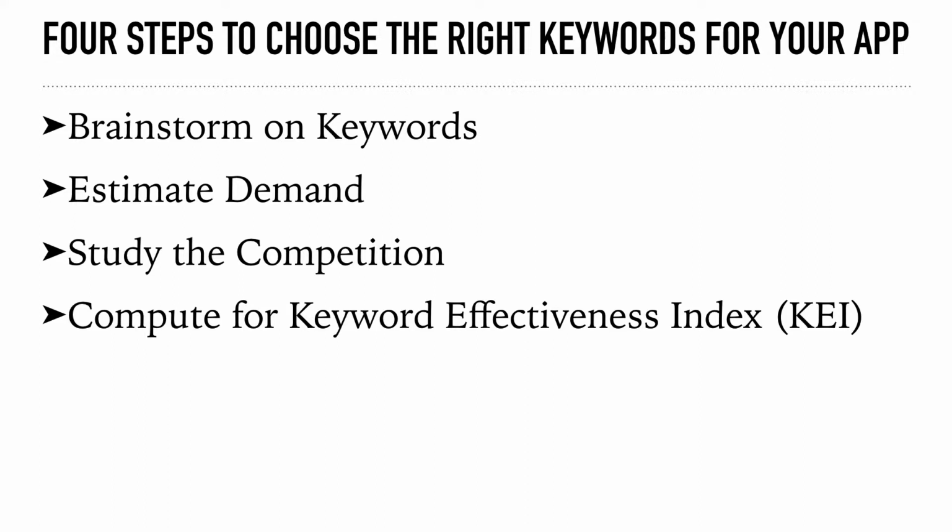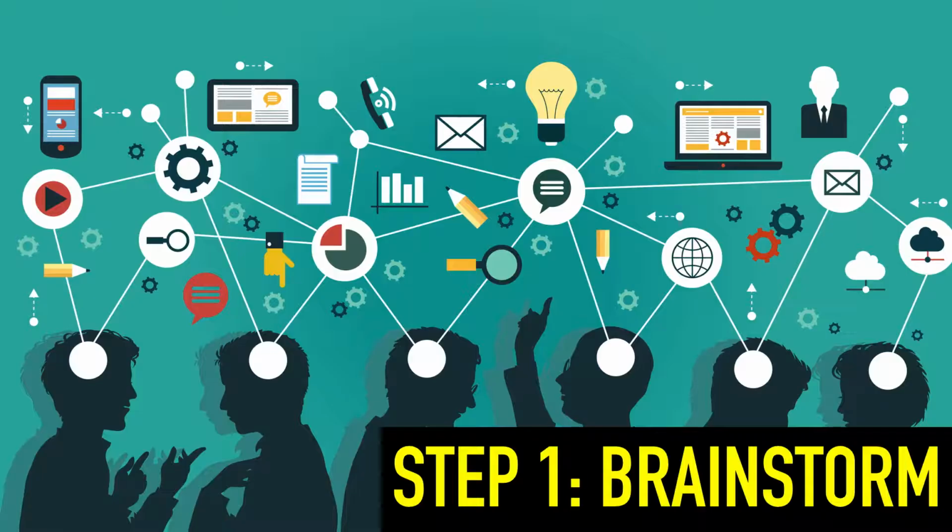Step 1 is to brainstorm on potential keywords. Step 2 is to estimate the demand. Step 3 is to study the competition. And step 4 is to compute for the Keyword Effectiveness Index, or KEI. Let's go through it one by one.